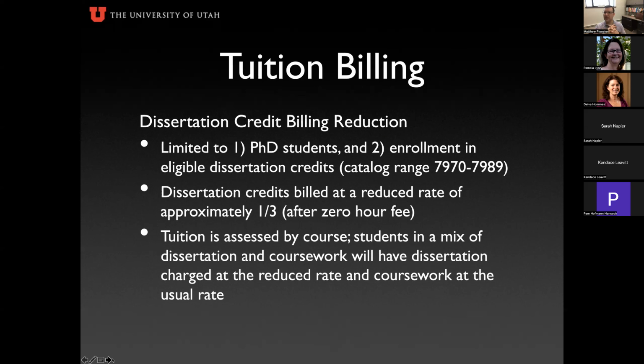So if you are budgeting, this student is in their last semester and we only have so much money, this is enough money for 9 credits of dissertation hours, you need to make sure that it is understood by the PI, by the committee, by the grad advisor, that additional coursework outside of 7970 to 7989 will charge more per credit than the dissertation credits will.